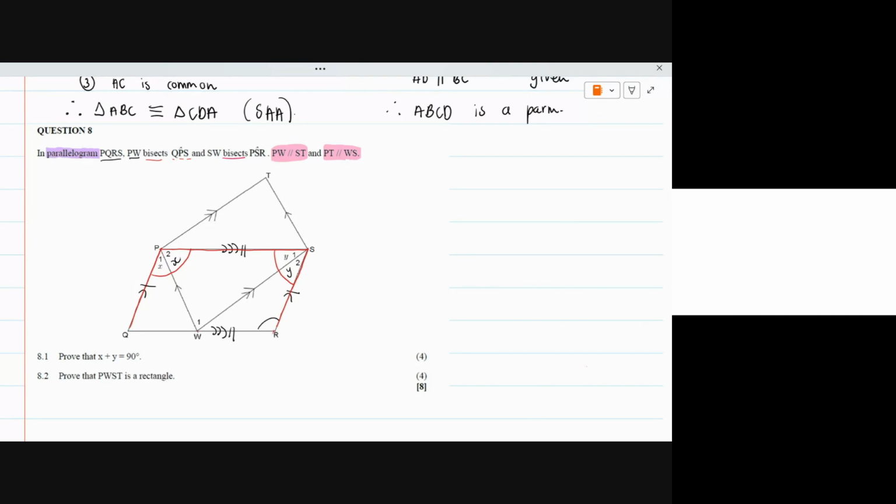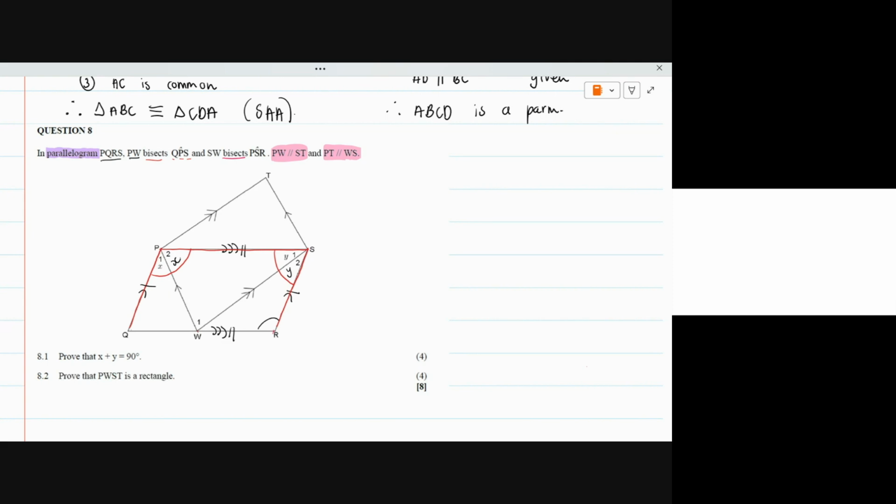Yes, that's it. Who said that? Was that you, Tiro? Yes, ma'am. Amazing. Good. It's co-interior angles. Lovely. Because I know that PQ must be parallel to RS. That is the property of a parallelogram.